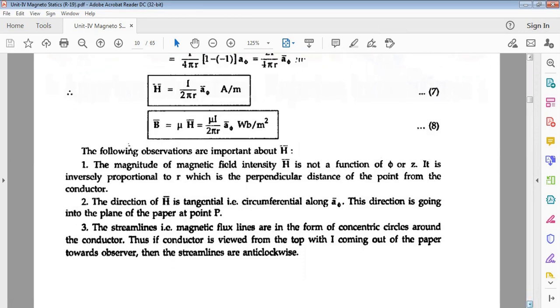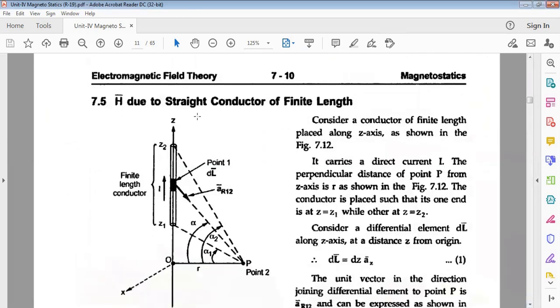And next one, H bar due to a thin conductor of finite length. Previously we found it for the infinite length. Now we can find it for the finite length. The finite length also we can assume on the z-axis only.